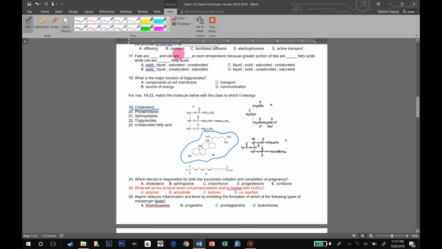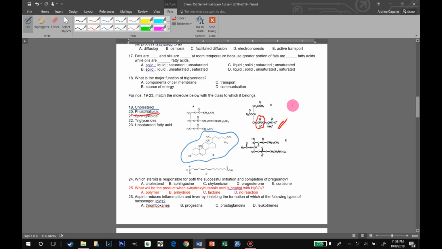Number 20, let's change the color of our pen. You have phospholipids. Phospholipids are lipids that contain a phosphate group. So among all of these, let's try to see. You have letter D, this one. This is a phosphate group. So this is a phospholipid.